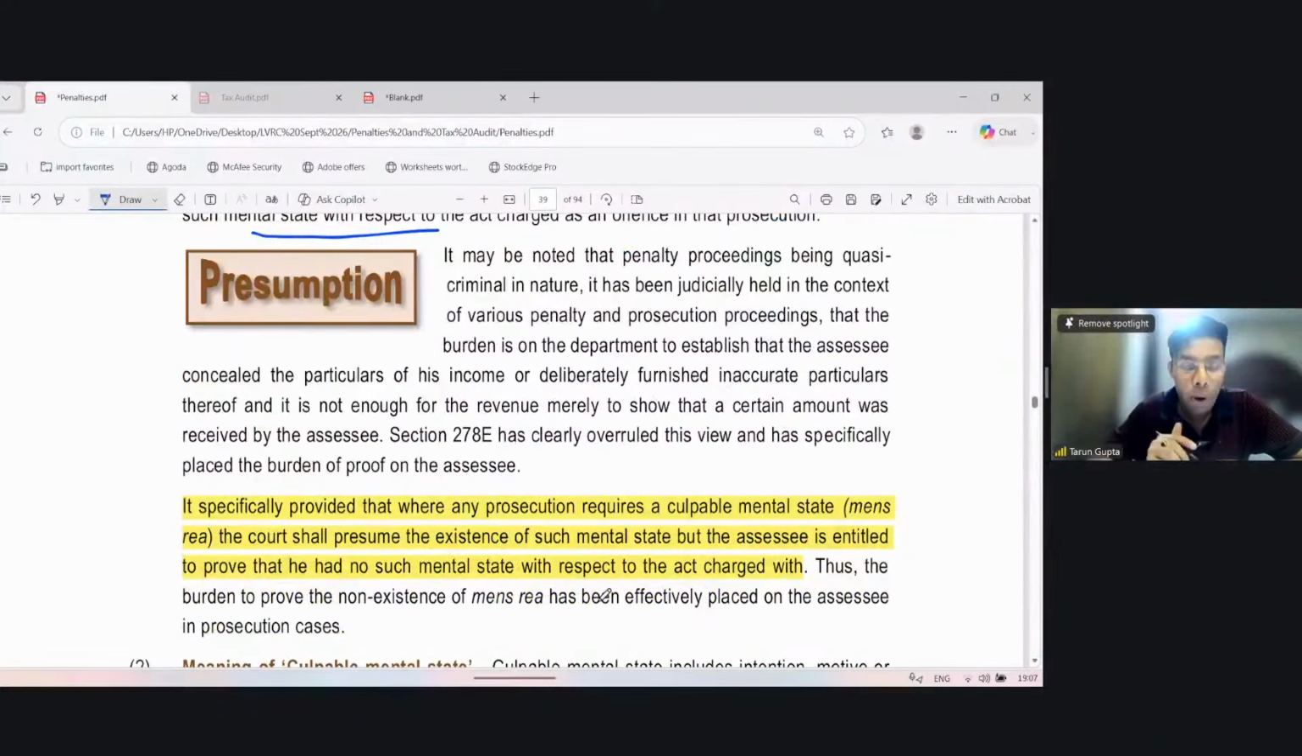It is specifically provided that where any proceeding requires a culpable mental state, mens rea, the court shall presume the existence of such mental state, but the assessee is entitled to prove that no such mental state existed with respect to the act charged. So first, the onus is on the assessee. Now the department does not have to prove that there's a mens rea, but the court will presume the existence of mens rea, and the assessee has to prove otherwise. Okay.